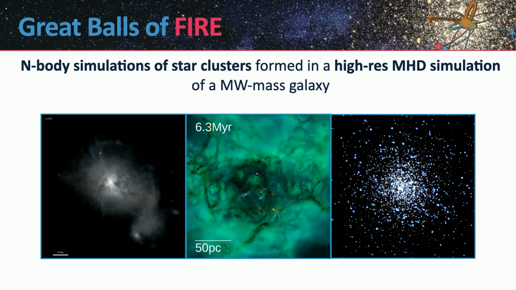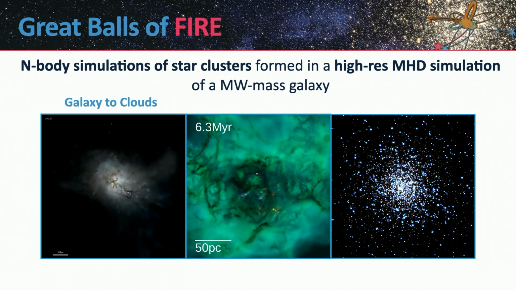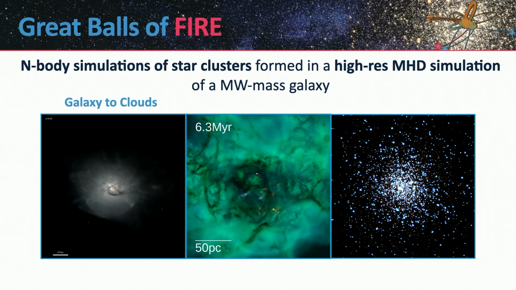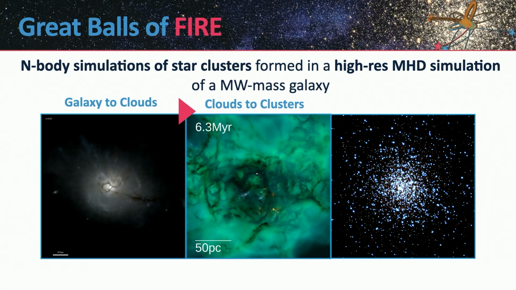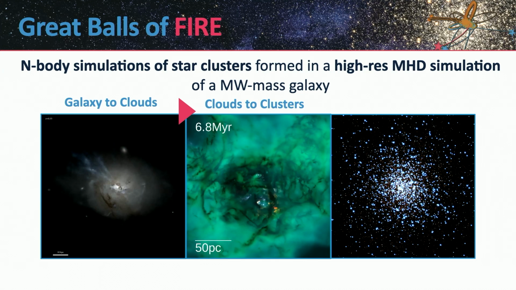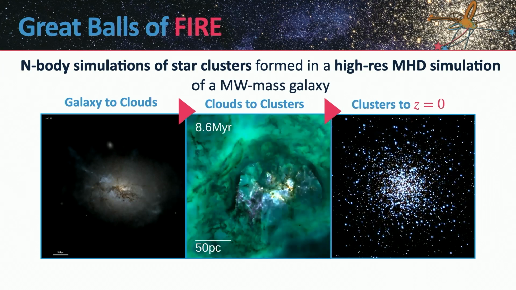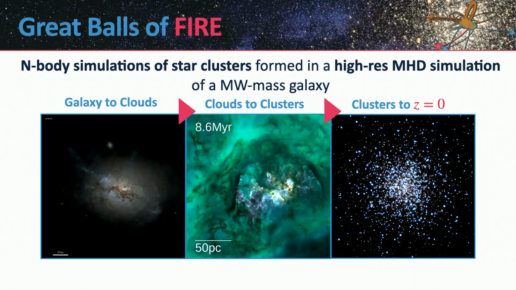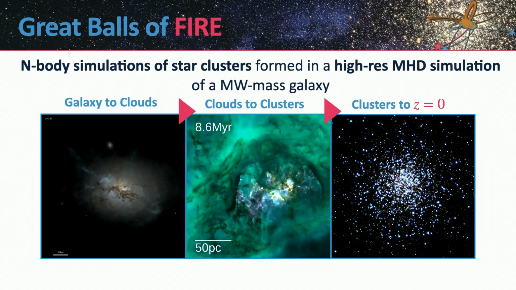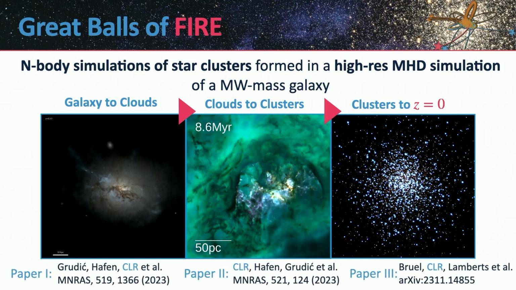And the basic idea of it is that we want to daisy chain our state-of-the-art numerical simulations, going all the way from our Milky Way mass simulations of galaxies to high-resolution zoom-in simulations of cloud collapse and star formation, all the way to N-body simulations of star clusters that we evolve forward to z equals 0 with all of the information that we can extract from these cosmological simulations. So our first three papers on this have either been published in MNRAS or come out on the arXiv.